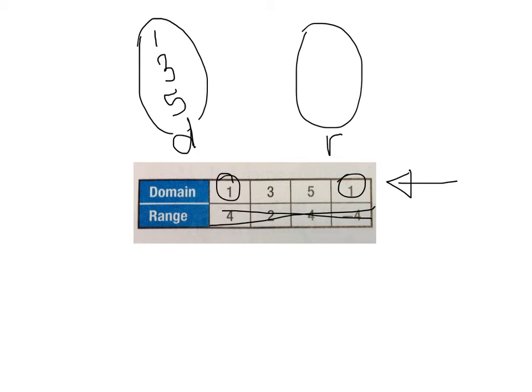My range values, -4, 2, and 4. Now, I did list these in numeric order. 1 is paired with 4. So my arrow is going to be from 1 to 4. Ooh, what a bad arrow. Let's try that again.